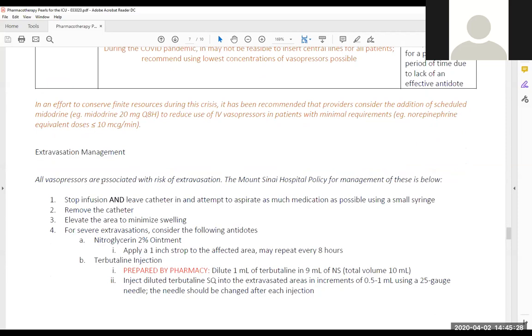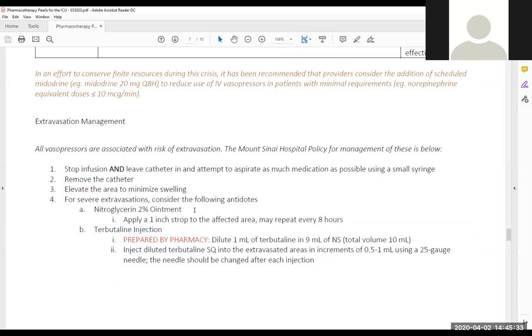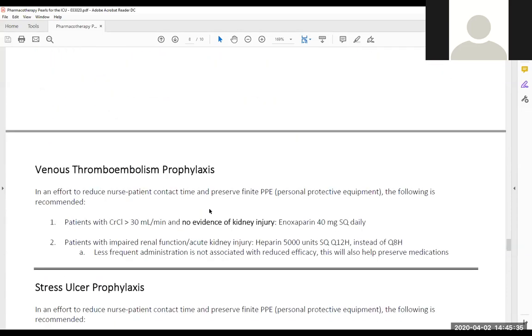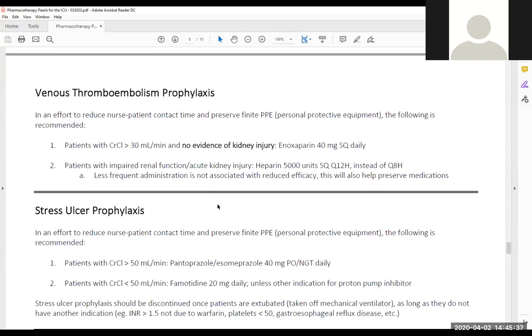Then we have some general extravasation management that we include in this guide. Just remember that it does not apply to vasopressin extravasation. And then finally, we have the supportive care for the ICU patient.